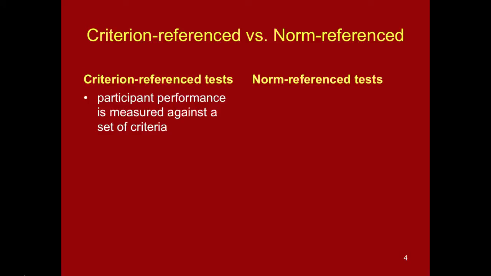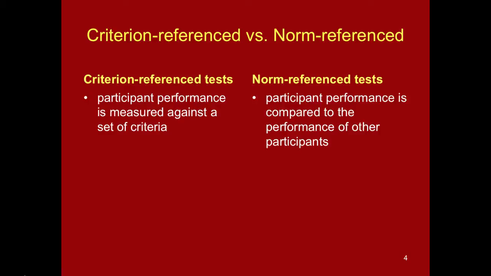Now let's take a look at the differences between criterion-referenced and norm-referenced tests. By now, you have taken both types of assessments. On criterion-referenced tests, participant performance is measured against a set of criteria. For example, if you have ever taken a behind-the-wheel driver's test, the criteria you were being measured against was on the clipboard of the evaluator next to you. On the other hand, on norm-referenced tests, participant performance is compared to the performance of other participants. While most teacher-made tests, especially in K-12 classrooms, are criterion-referenced, most standardized tests are norm-referenced.